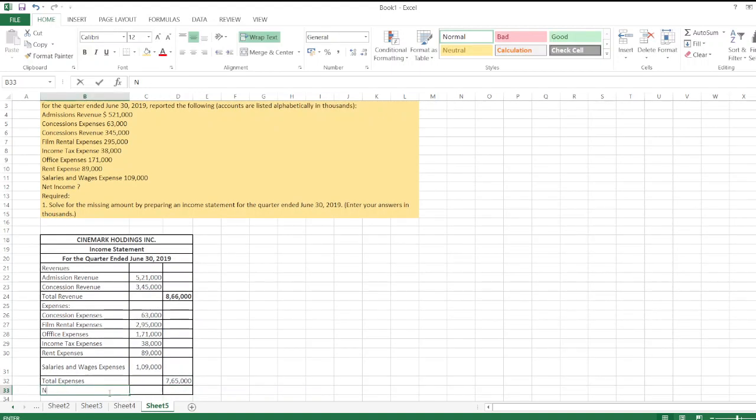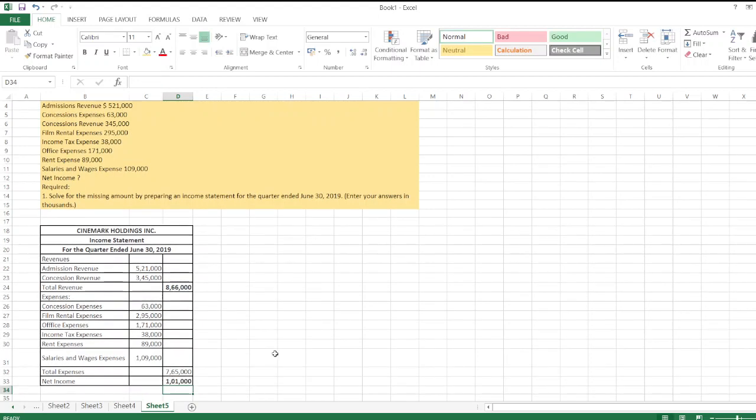$765,000. So net income is equal to revenues, total revenue minus total expenses. So net income is equal to $101,000. So I hope you understand my calculation.